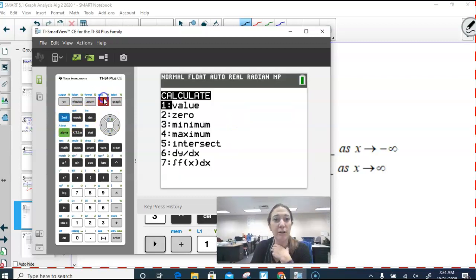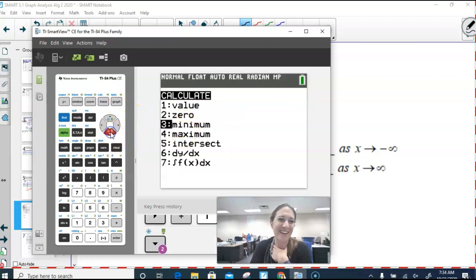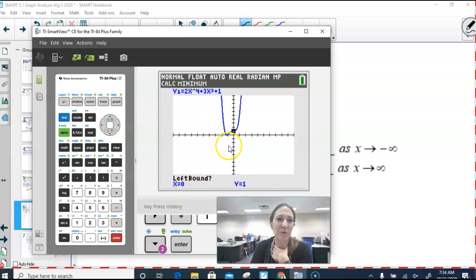So I'm going to use my calc feature, and I'm going to choose the minimum finder. So remember, when they ask me about left bound and right bound, they're asking for values of x surrounding that minimum value. So I can tell the minimum hits at about x equals -1.